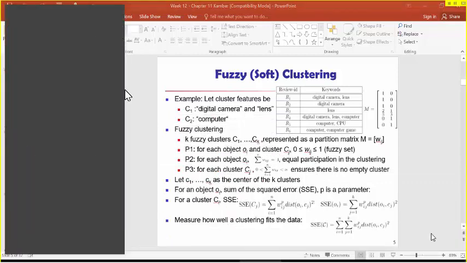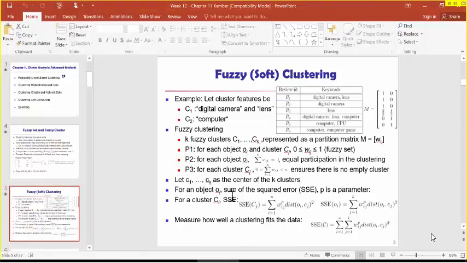Okay, I hope that you guys can see the slides. There are not many students in the class. Why?